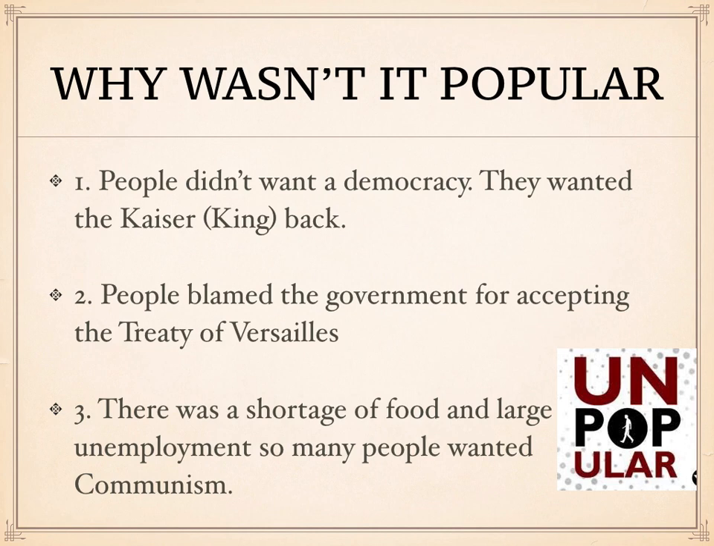The second thing was the people blamed this government for accepting the Treaty of Versailles, which they were so unhappy about. Finally, there was a shortage of food and there was large unemployment. So many people weren't looking for something like democracy. They were looking for something more radical. They were looking for communism, which was very popular in Germany at the time. And there were a few attempted communist revolts. They saw what was happening in the Soviet Union at the time and thought that this is the way forward.